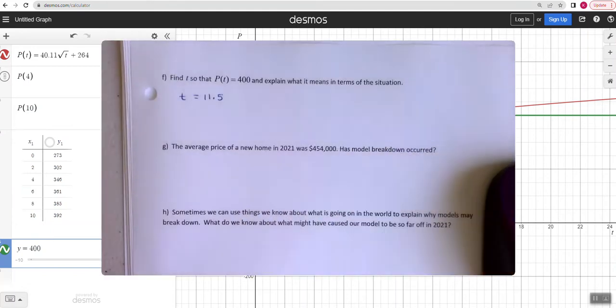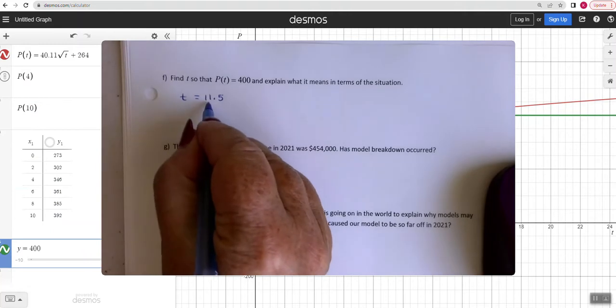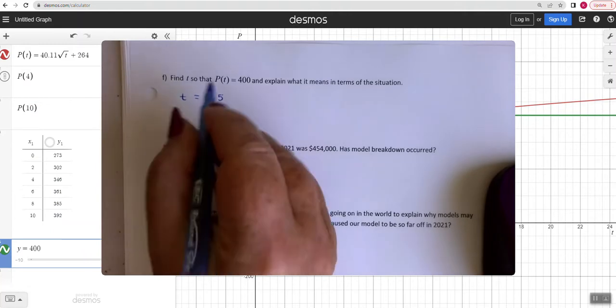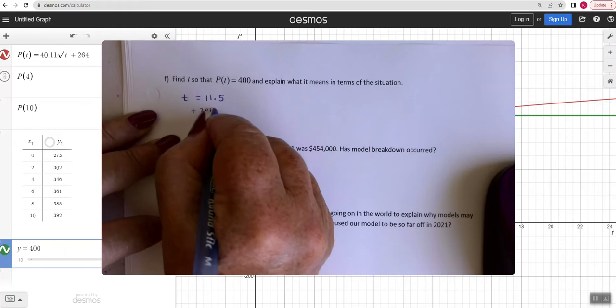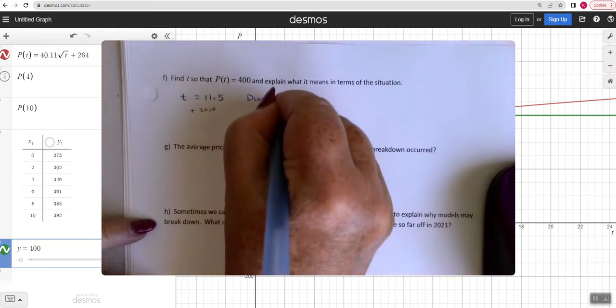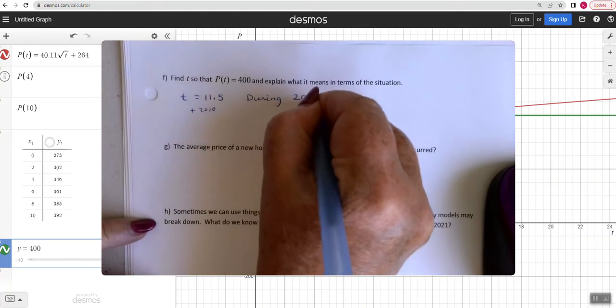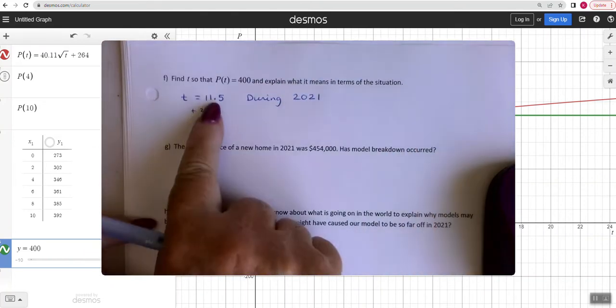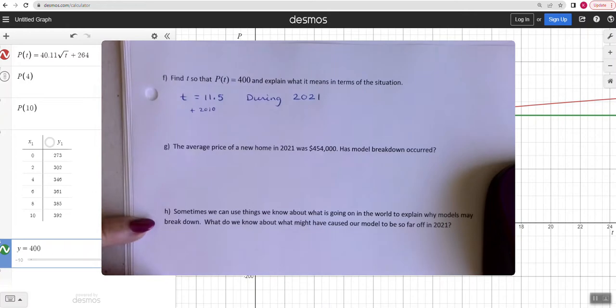So what does this mean? Well, let's see. Again, we started in the year 2010, so this would be during the year 2021. Our price would be reaching the $400,000 mark.